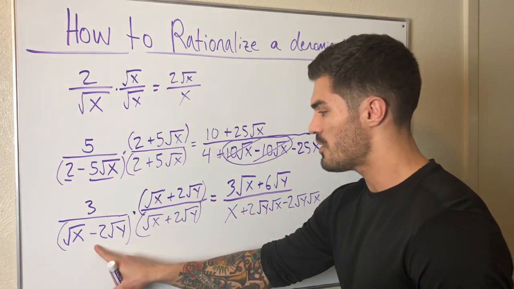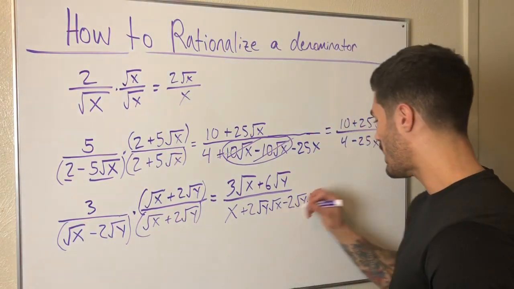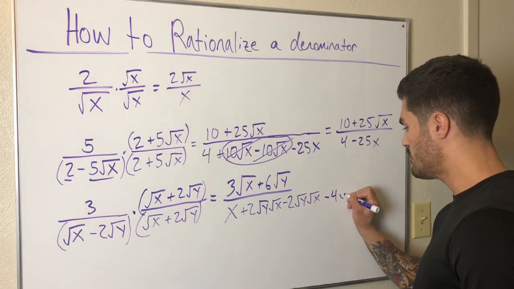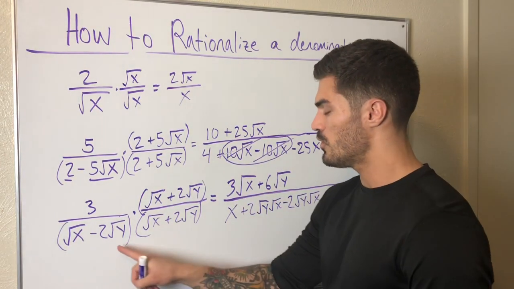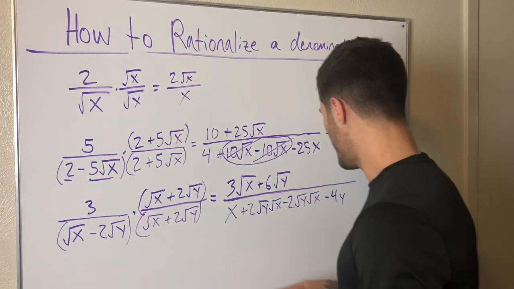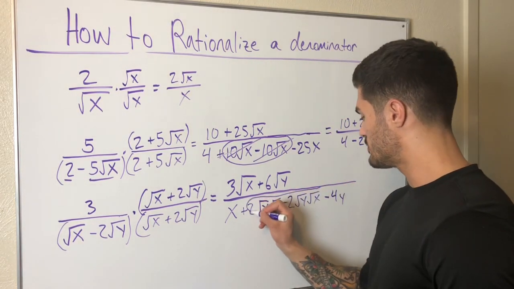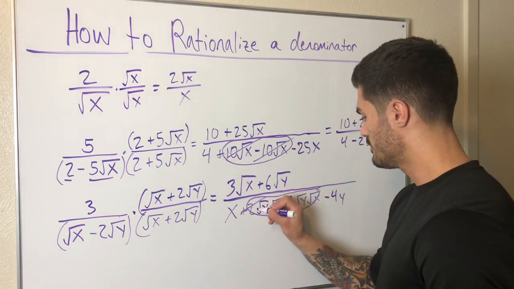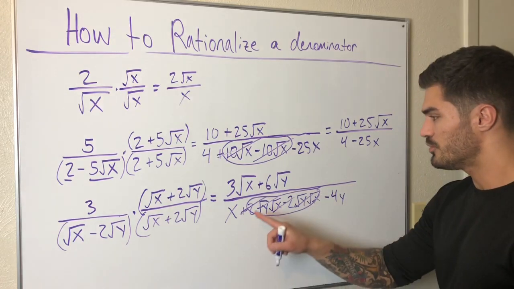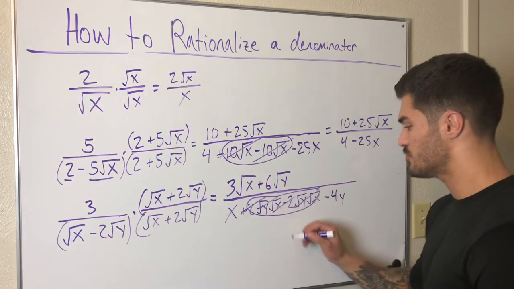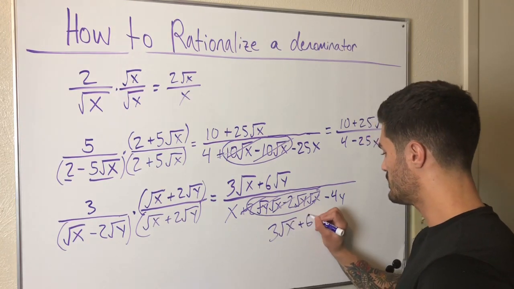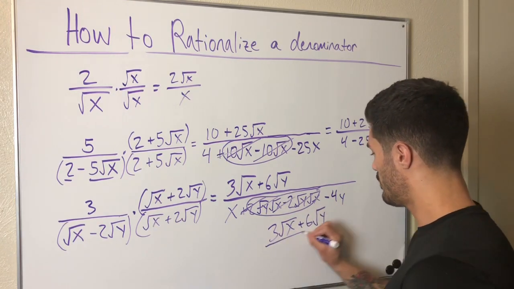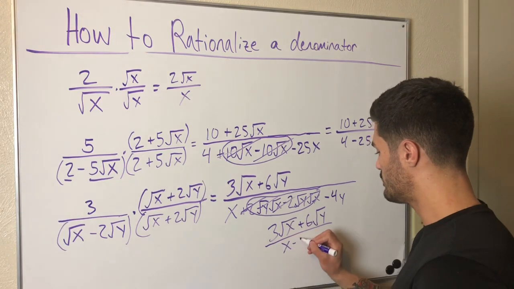And what's that last part? Minus 4y. Y'all see why I got that? 4y. 2 times 2 is 4. Root y times root y is y. So now these middle terms still cancel. These are gone. And I'm left with what? 3 root x plus 6 root y. So 3 root x plus 6 root y all over x minus 4y.